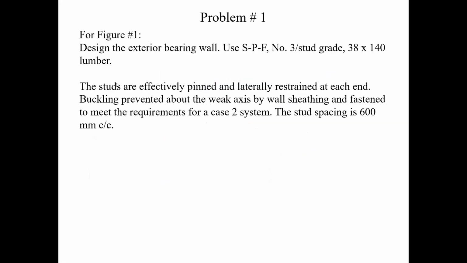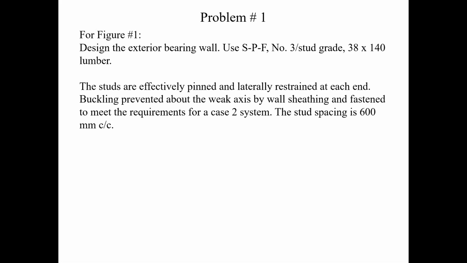And for figure 1, I say design the exterior bearing wall, use SPF number 3 stud grade 38 by 140 lumber. The reason I tell you to use 38 by 140 is because you need to carry the cavity so that you can put the insulation and have the thermal resistance that the wall is required according to the energy requirements. It's a law now, so the architect is the one concerned about that. But that's why we would use a 2x6, more to accommodate the insulation for the wall than for structural reasons.